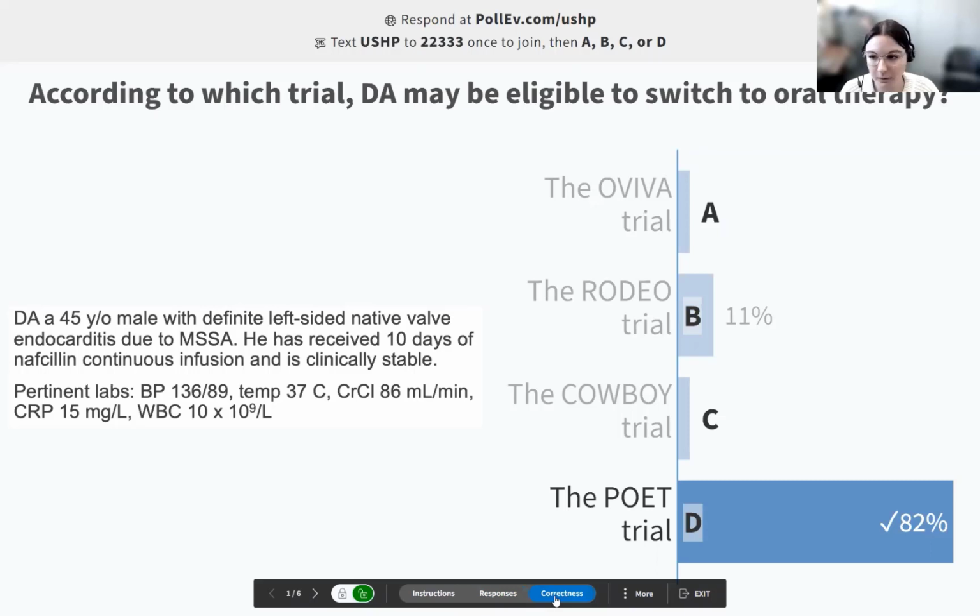The Cowboy trial is one that I made up, so it's not a relevant trial. And the POET trial is the correct answer, so that right now is our main landmark trial for infective endocarditis. Great work, thank you.